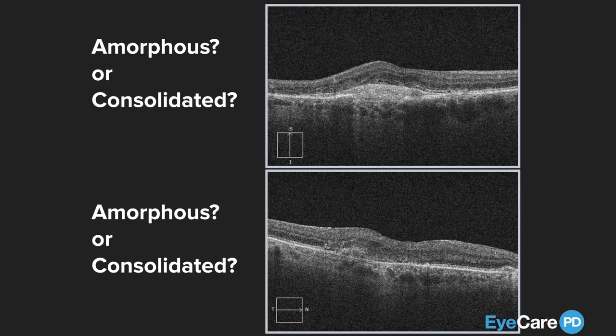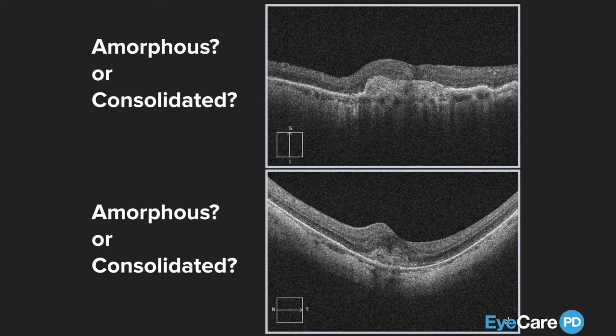There's a lot of power to being able to interpret these OCTs. They tell you the whole story of the patient. How about this image? Did you find the subretinal hyperreflective material yet? Here it is on top, consolidated subretinal hyperreflective material. And on the bottom, again, amorphous subretinal hyperreflective material.